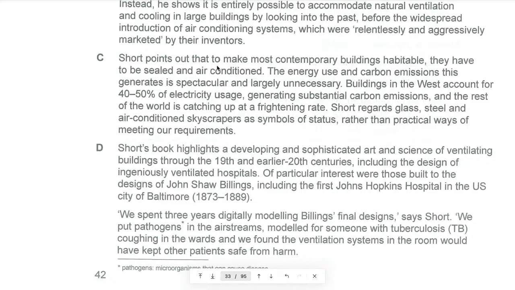So Short points out that to make most contemporary buildings habitable, they have to be sealed and air conditioned. The energy use and carbon emissions this generates is spectacular and largely unnecessary. Buildings in the West account for 40 to 50% of electricity usage, generating substantial carbon emissions, and the rest of the world is catching up at a frightening rate. Short regards glass, steel, and air-conditioned skyscrapers as symbols of status, rather than practical ways of meeting our requirements. Can someone explain the last sentence to me? What does that mean?